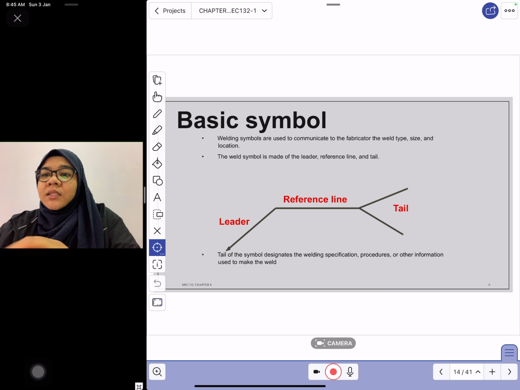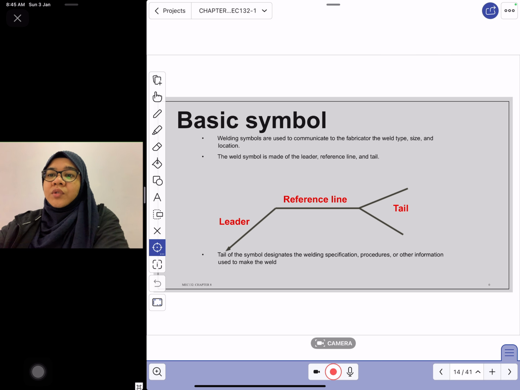Dalam drawing kita kena letak this kind of symbol. So in detail baru kita tambah lah jenis apa yang kita pakai, what type of welding process yang kita guna, and then kita nak guna fillet ataupun kita nak guna groove dan sebagainya, kita ada letak dekat sini. So mesti kena ada leader, reference line dengan tail. So kita ada jumpa yang ni, kita consider as ni for welding punya symbol.